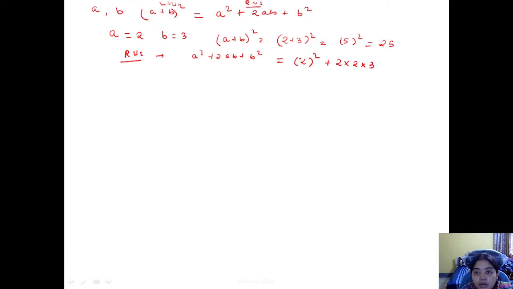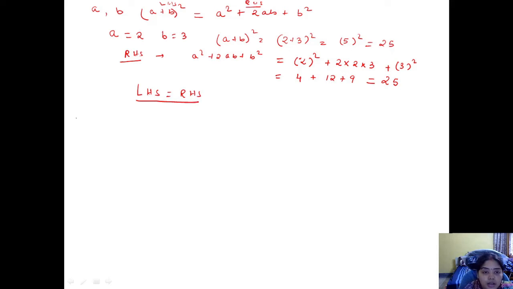Then 3 plus B square is 3 whole square. What will we be getting here? 4 plus 12 plus 9, and this addition will ultimately give me the result of 25. You can solve it in your mathematics copy. So here we can see that the left hand side is equal to the right hand side. Hence, this formula is proven.